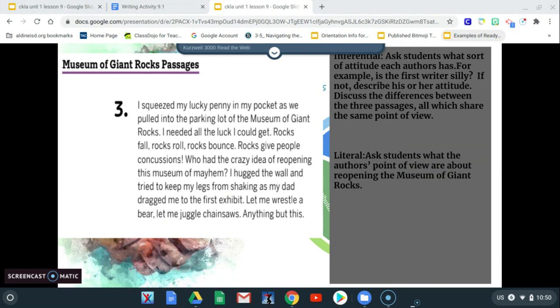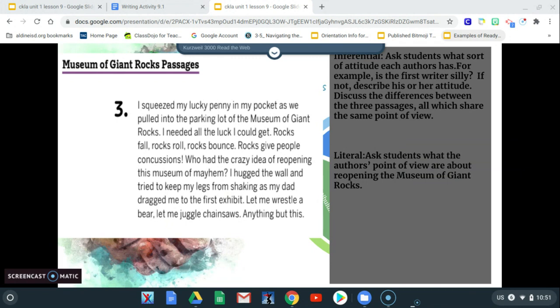So I was thinking, was the first rather silly? No, I think from the first passage the author was serious and scientific. They kept bringing up how big the boulders and the rocks were, and they were very serious, stating all the facts of the reopenings of the museum. And for passage 2, I think they were pretty sarcastic because he was like, really? Reopen the Museum of Rocks? What a brilliant idea. Basically saying he wasn't really thinking it was a brilliant idea. He was being sarcastic, like, this is not a good idea.